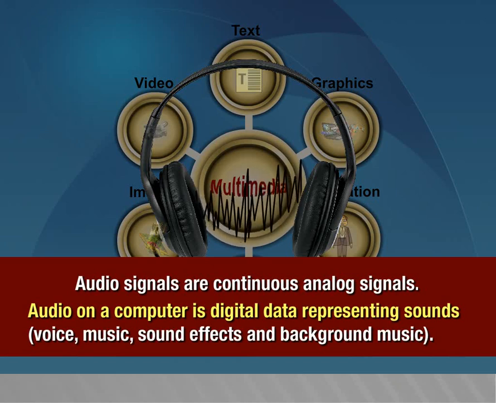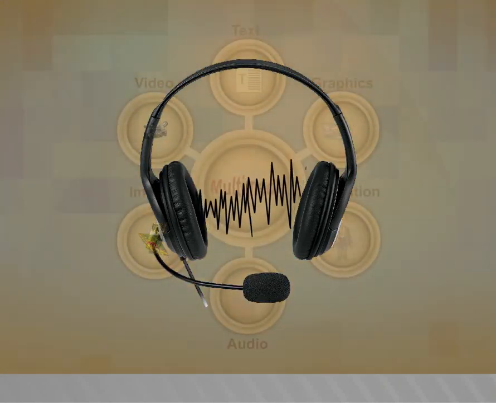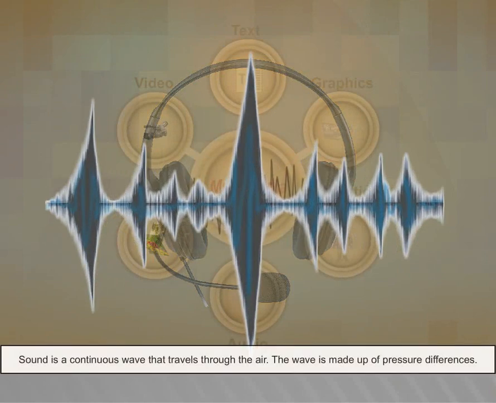Audio. Audio signals are continuous analog signals. Audio on a computer is digital data representing sounds, that is voice, music, sound effects, and background music. Sound is a continuous wave that travels through the air. The wave is made up of pressure differences.